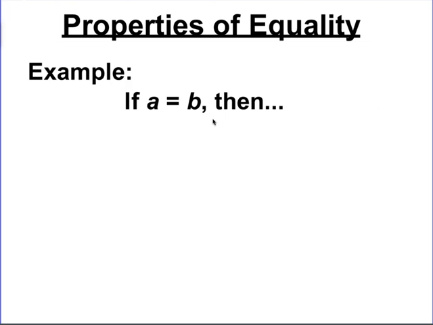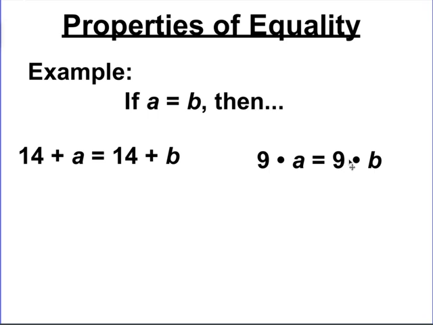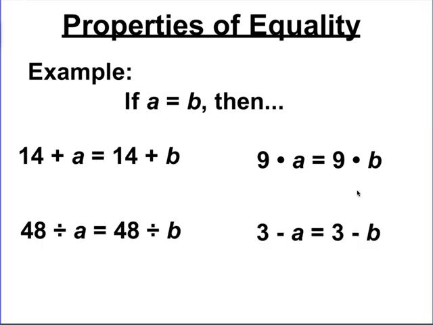So here's some examples. So if A equals B, then 14 plus A equals 14 plus B. So like if A and B were both 2, A and B would both be 2 in this problem here, and both sides would be equal. That works for addition. It works for multiplication. It works for division. And it works for subtraction.